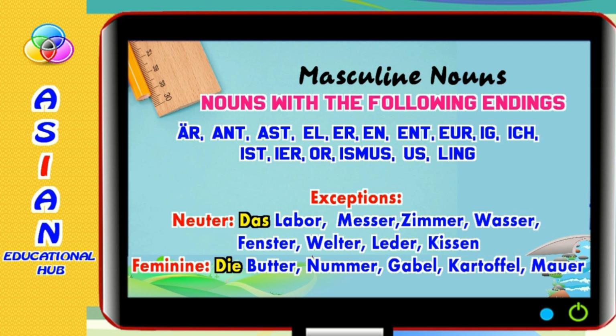Laborer, Messer, Zimmer and Wasser, Fenster, Wetter, Leder and Kissen. And in feminine nouns, die Butter, Nummer, Gabel, Kartoffel and Mauer.